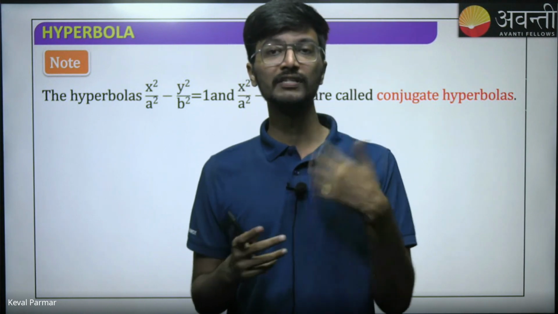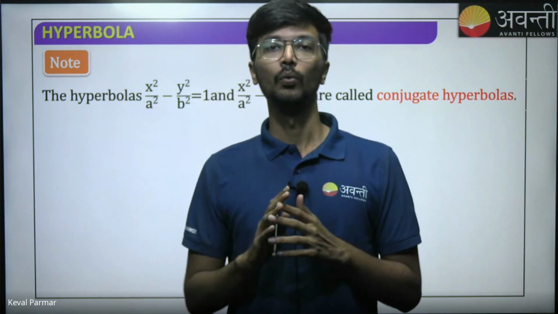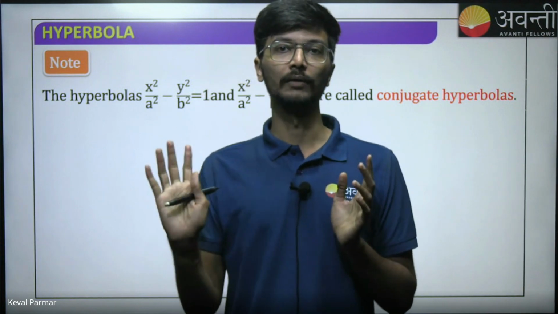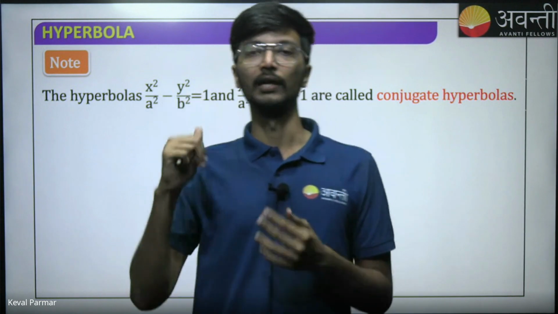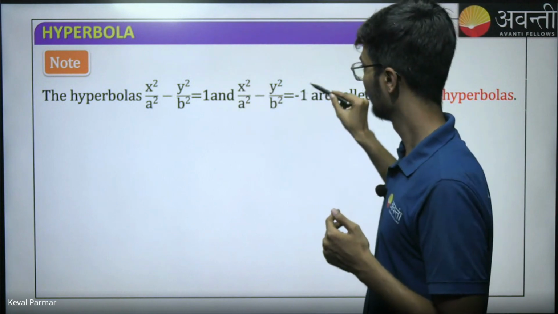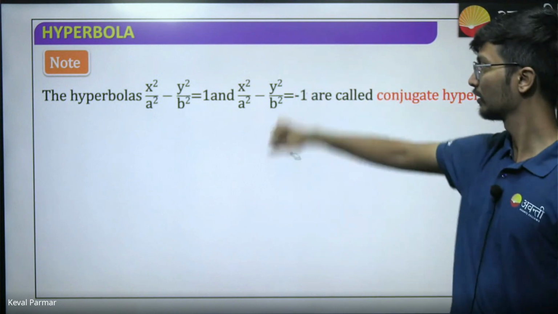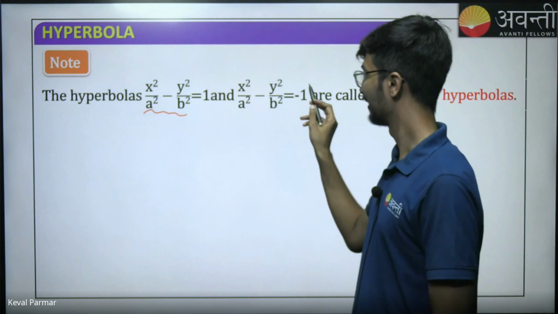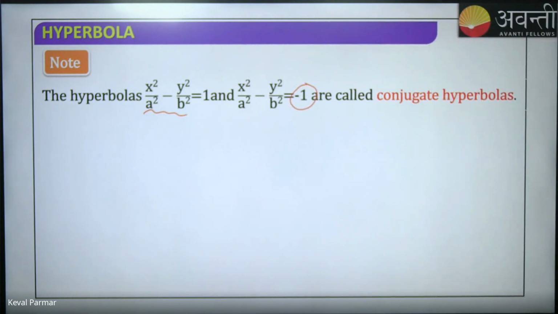One of them which we studied was x square upon a square minus y square upon b square equals to 1. The other one is known as the conjugate hyperbola, right? So two standard hyperbolas are the hyperbola itself and the conjugate. Now the equation of conjugate hyperbola is this. Same here, just we put minus 1. The equation of both are same, as you can see. Just on the right hand side, instead of 1, we have minus 1.